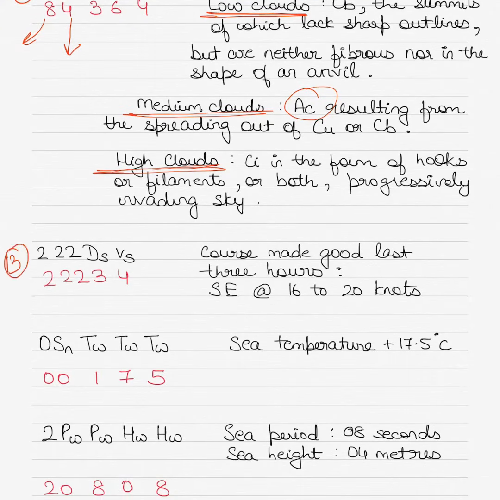Then I go into the next section here, which indicates the course made good in the last 3 hours, where 222 is the indicator figure. DS stands for direction of resultant movement of the ship during the 3 hours preceding the time of observation, and VS stands for ship's average speed made good during the 3 hours preceding the time of observation. Each of these numbers stands for the direction, so 3 stands for southeast and 4 stands for 16 to 20 knots of speed.